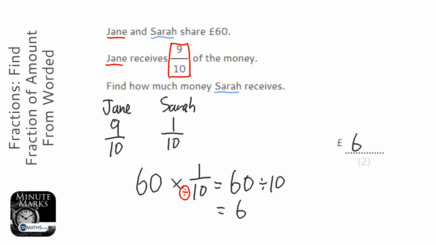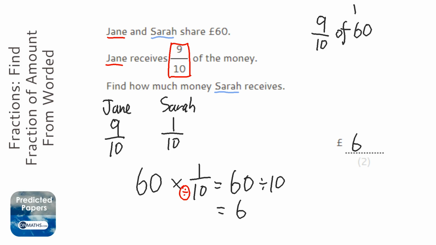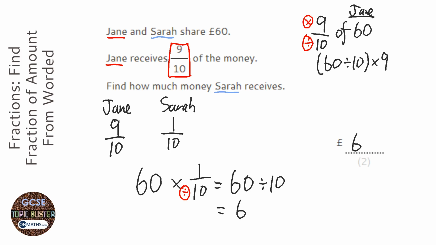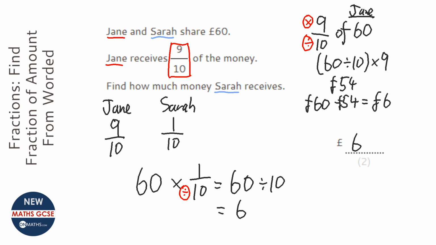Now, a different way of doing it is you could find 9/10 of 60, so 9/10 of £60, and work out how much Jane receives. So we're going to divide by the bottom and then times by the top. So 60 divided by 10 and then times by the top. So that would be 6 times 9, which is £54. And then you could do £60, take away the £54 that Jane gets, which would leave us with £6. So same answer.